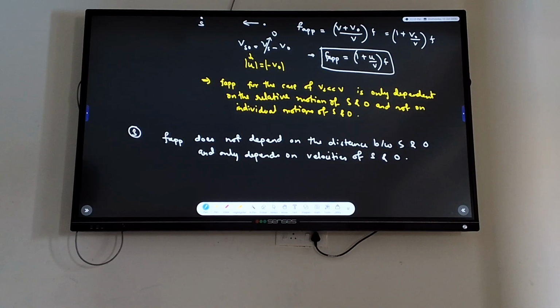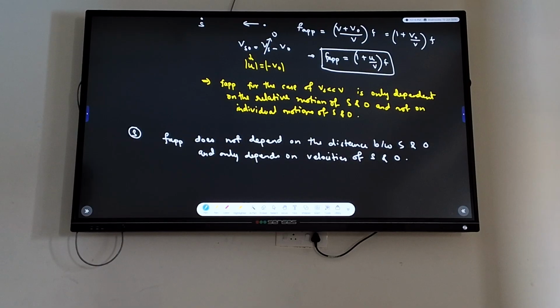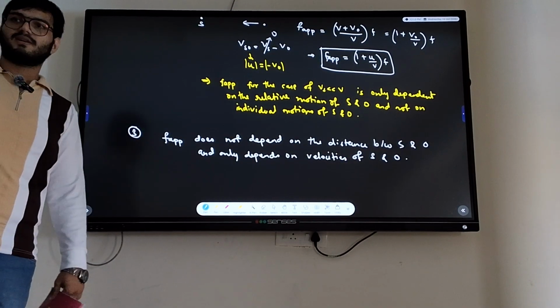Is it okay? Good. These are some important points that we have for Doppler effect.